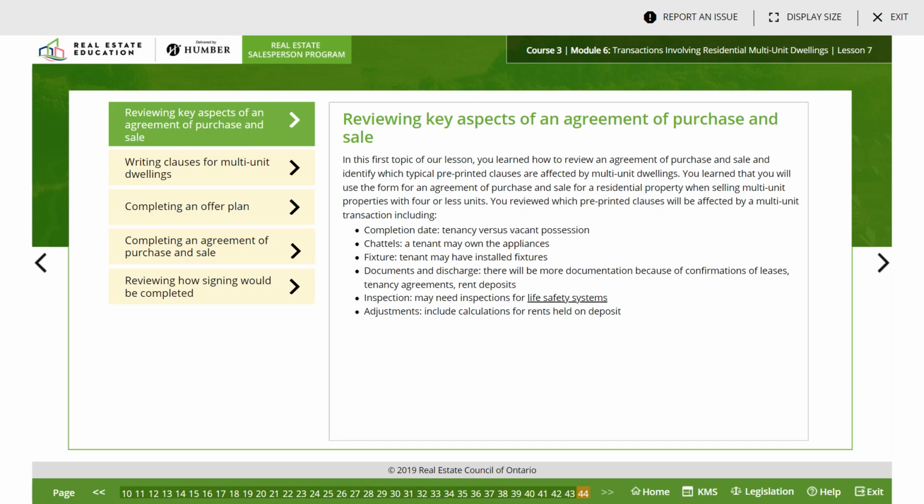Reviewing key aspects of an agreement of purchase and sale. In this first topic of our lesson, you learn how to review an agreement of purchase and sale and identify which typical pre-printed clauses are affected by multi-unit dwellings. You learn that you will use the form for an agreement of purchase and sale for residential properties when selling multi-unit properties with 4 or less units.